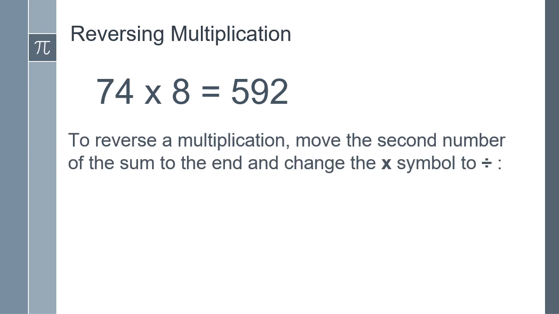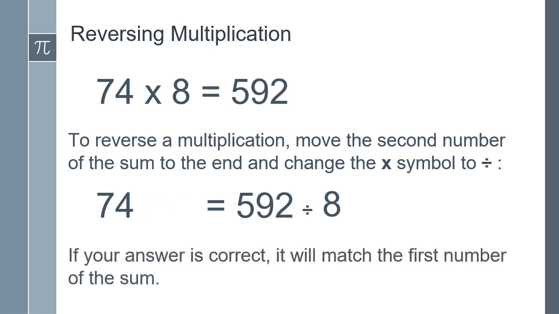So to reverse the multiplication, move the second number of the sum to the end and change the times symbol to divide. So 74 times 8 equals 592. I'm going to take that times 8, move it to the end and change it to a divide. And again, if when we do the sum the answer is correct, it will match the first number of our original sum.